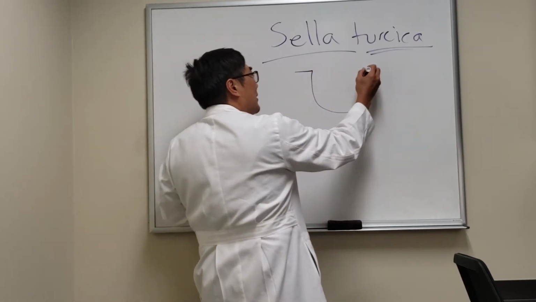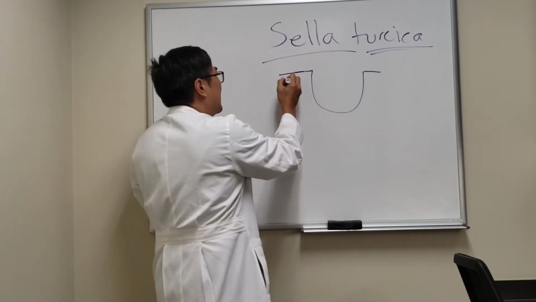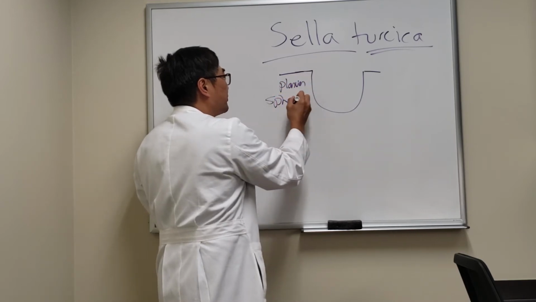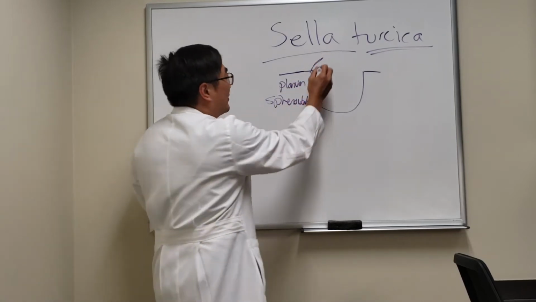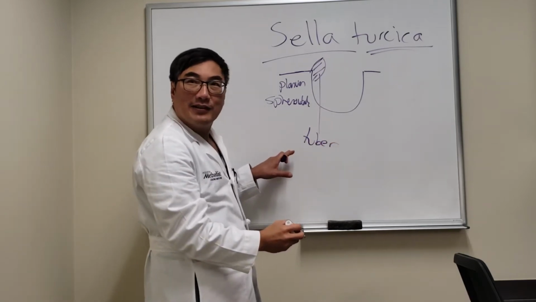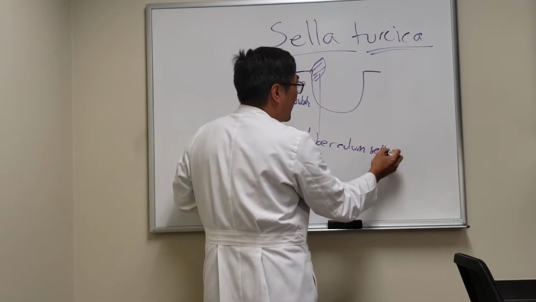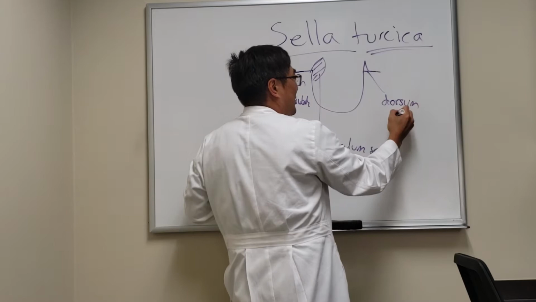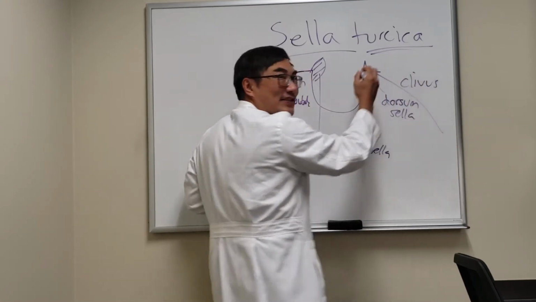So in the sella, we have a front part followed by a flat part. This is called the planum sphenoidale. There's a bulge right before you get to the flat part, which looks like a tuber, like a potato, like tuberculosis. This is the Tuberculum Sellae. And then the back part, which is the dorsal part, is the dorsum sellae. And then that slopes on down to the clivus.